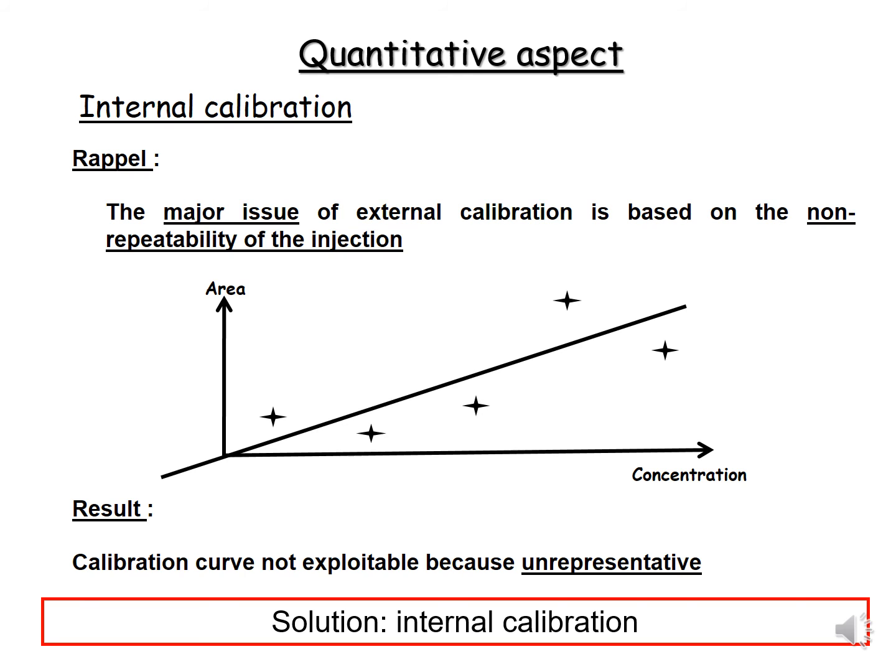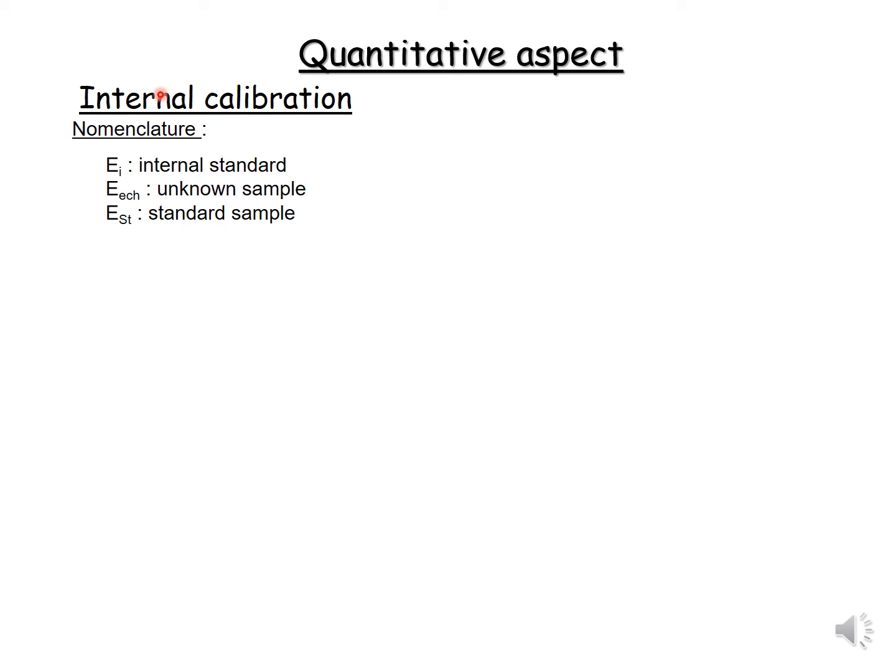What is the internal calibration? Here you have the internal calibration nomenclature. So we use an internal standard, IS. We have an unknown sample, so the sample, and we have the standard, of course, used in the external calibration. So the only difference is the presence of an internal standard.